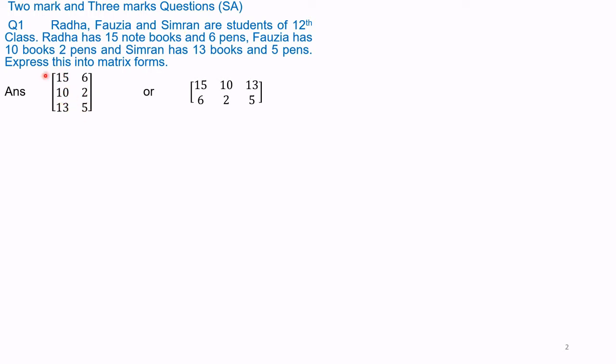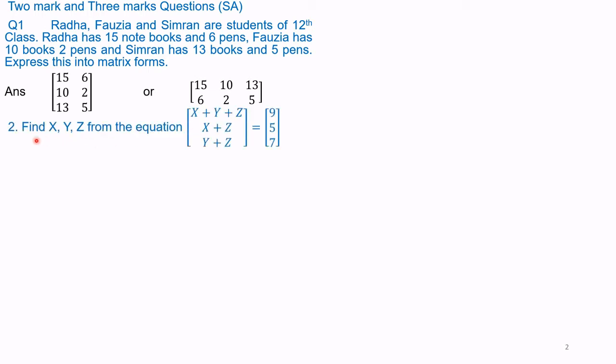Here students are in rows. This can also be written in another form, with students in columns. There are 3 students, so there are 3 columns: this is the first column, this is the second column, and this is the third column. There are 2 items. Notebooks are written in row 1 and pens are written in row 2. So this is the expression in matrix form.